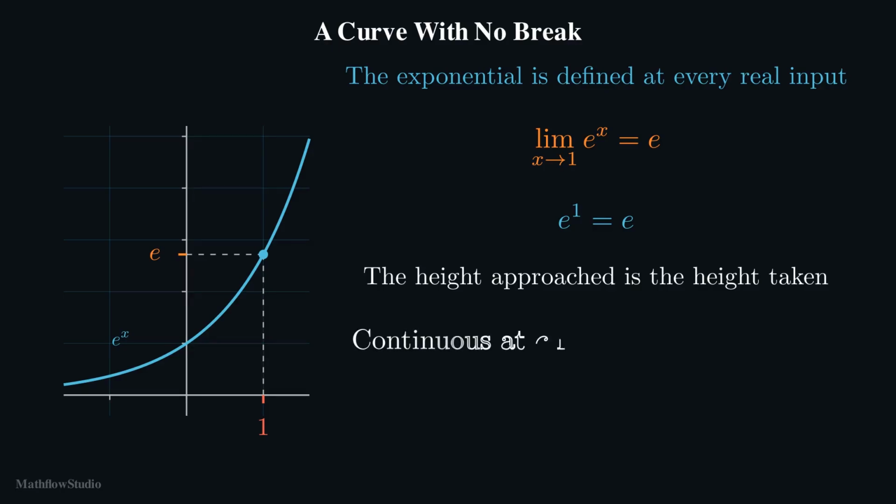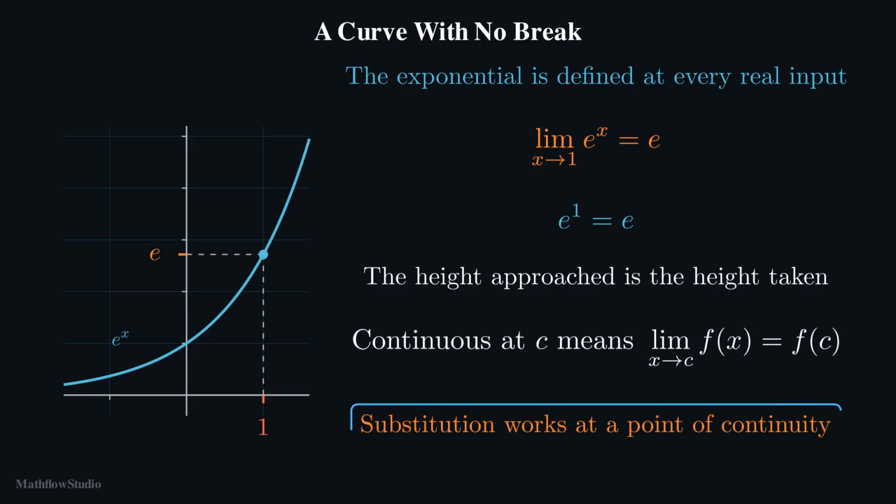A function whose limit at a point equals its value there is continuous at that point. Substitution therefore evaluates the limit, and nothing further is needed.